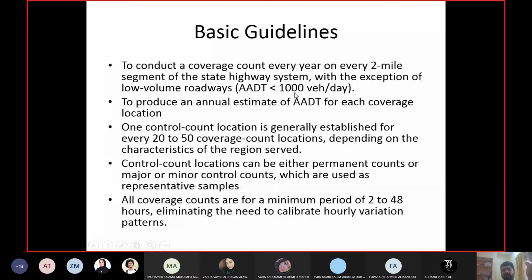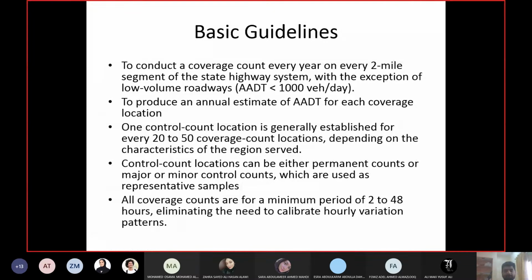Any segment which has less than 1000 vehicles per day as an average traffic, you can neglect it, you can avoid it, you can leave it. As we said, we need ADT for each coverage location. Now, as we have said in the previous examples, whatever you are saying for the coverage location must also be true for the control location as well.